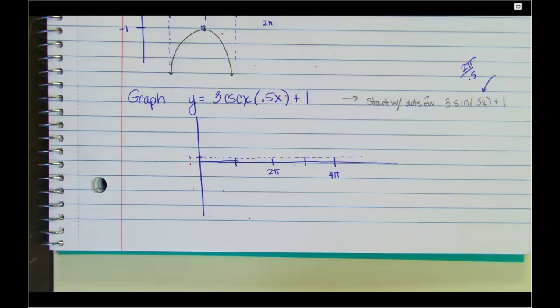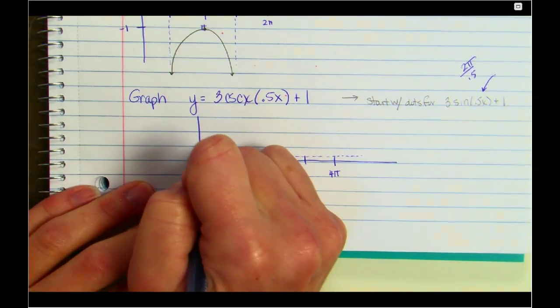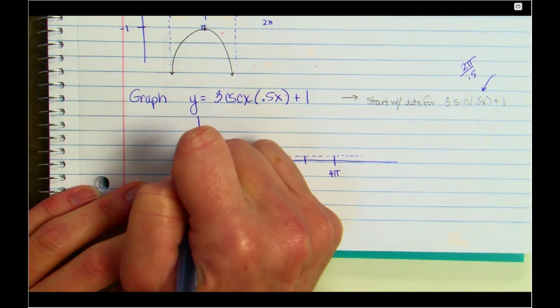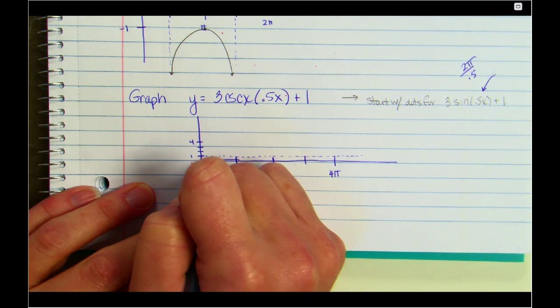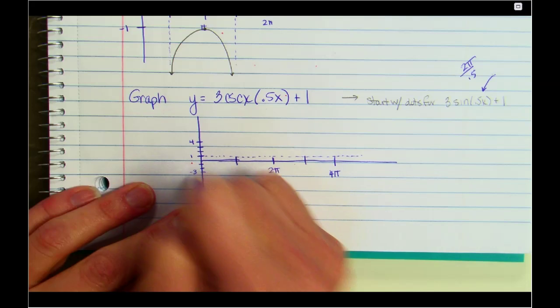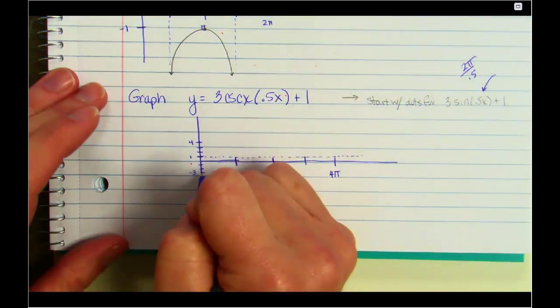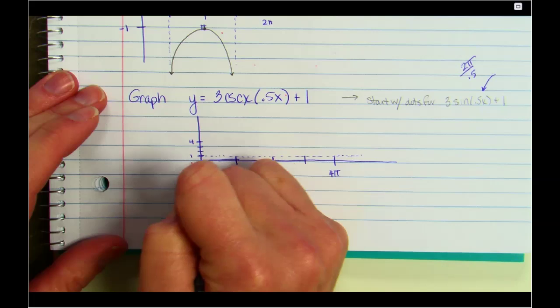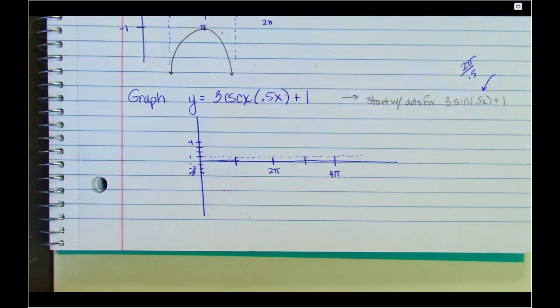So how high does this get? Up to 4, yep. So 2, 3, 4. And then down to -3. 1, 1, 1, 2, 3, 4, -3. Ah, you're right. You're right. -2. Okay.